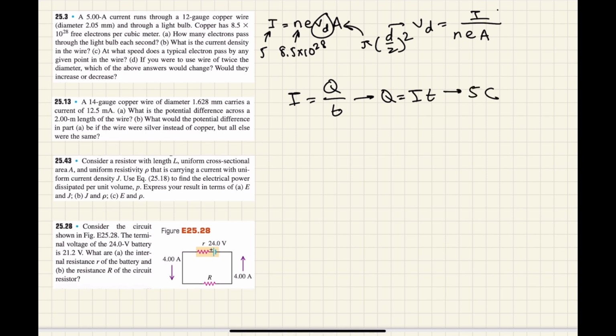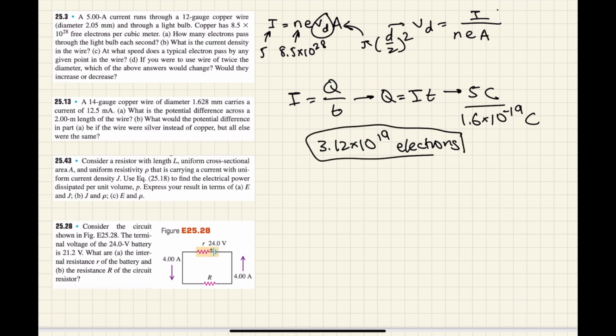5 coulombs is the charge, and we want to find the number of electrons, and so you just divide this by the charge of an electron, which is 1.6 times 10 to the negative 19 coulombs, and so you do 5 divided by that, and you're going to get 3.12 times 10 to the power of 19 electrons for part A.